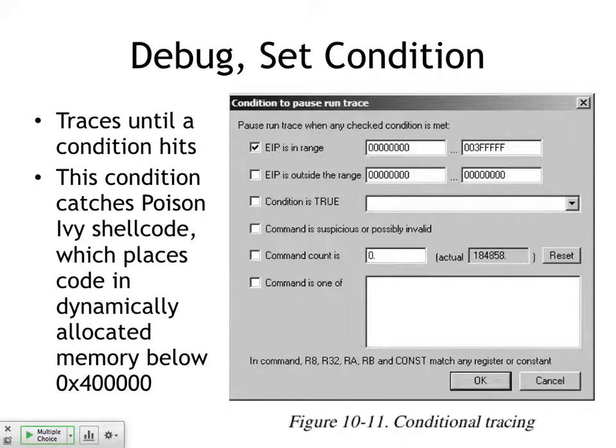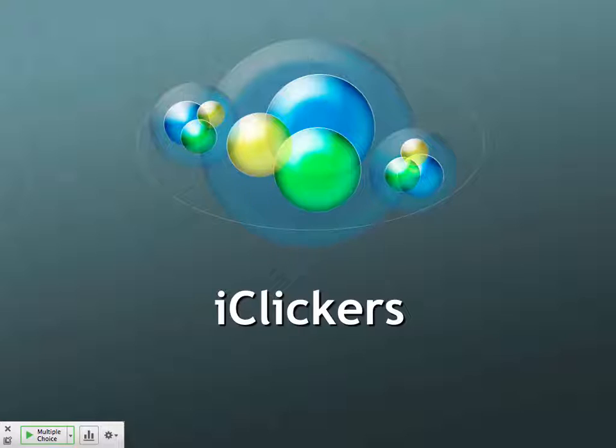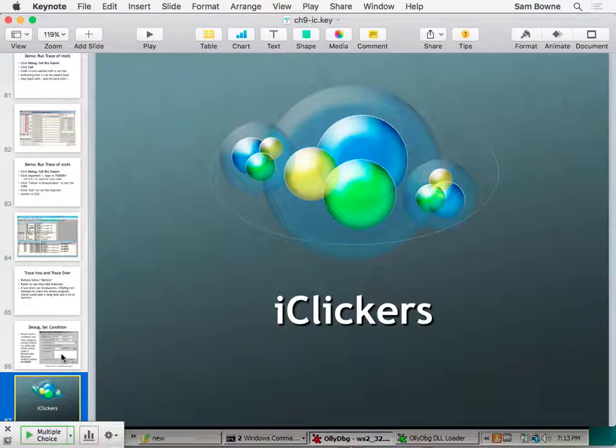This condition catches Poison Ivy shellcode because the way Poison Ivy works, remember that all your program starts at 400,000. Poison Ivy allocates space below 400,000 and then puts the shellcode there. So this watches for EIP going into that space. And it will then trace the execution of the shellcode, but nothing else, which is pretty cool. Anyway, all right, a few highlights about that stuff.